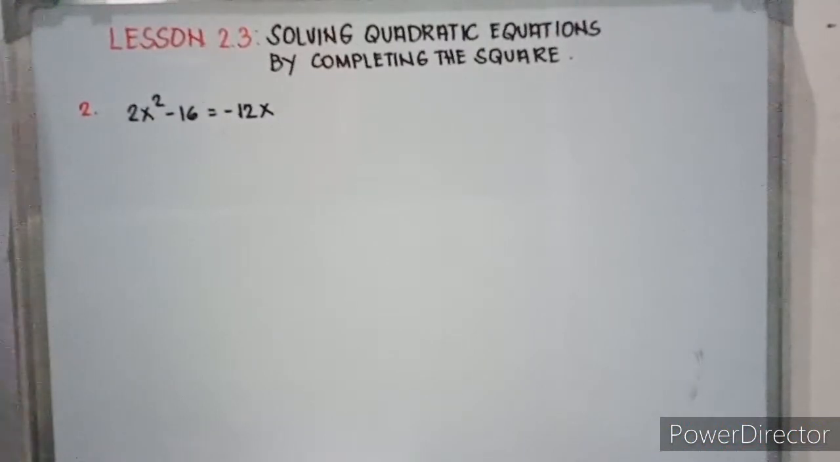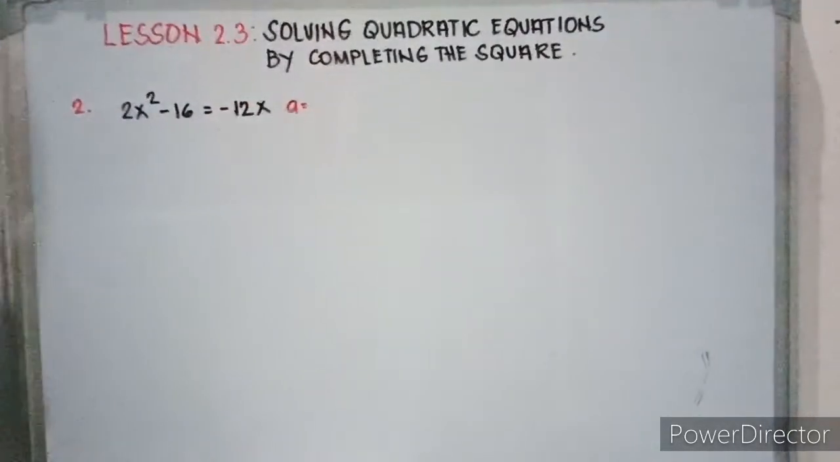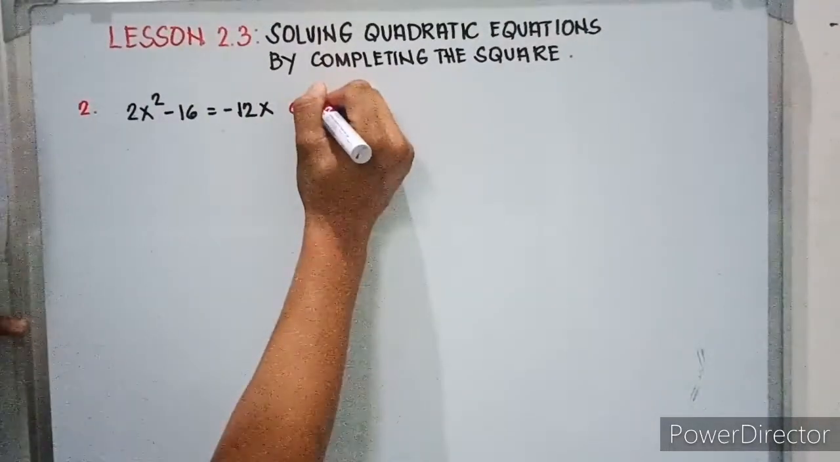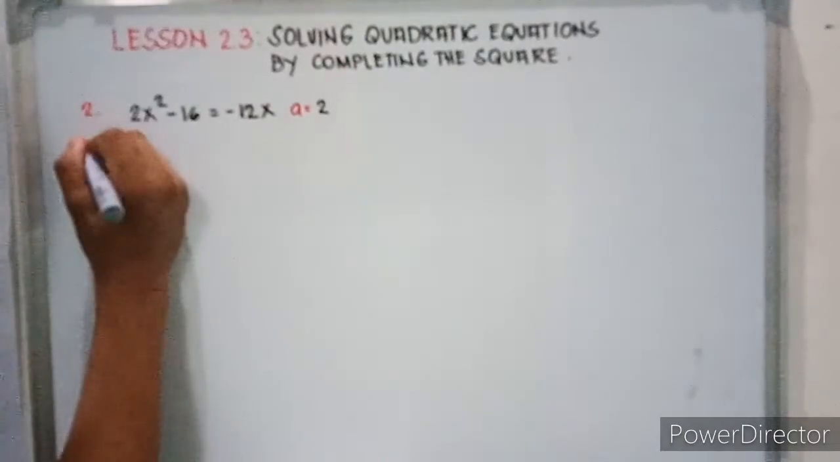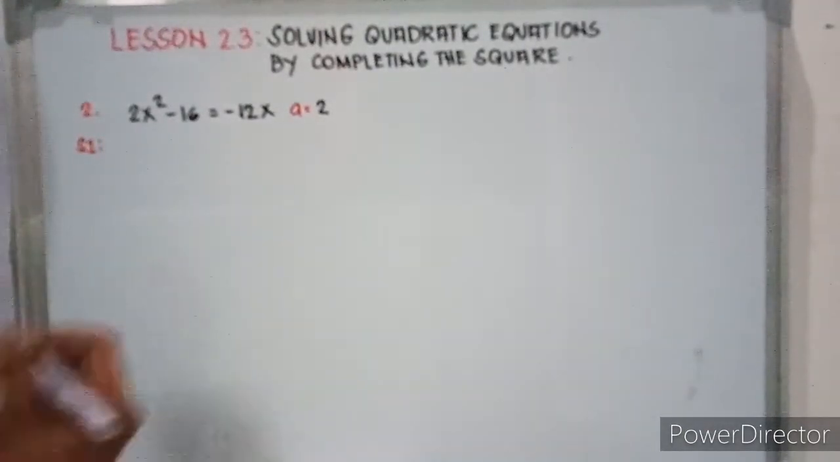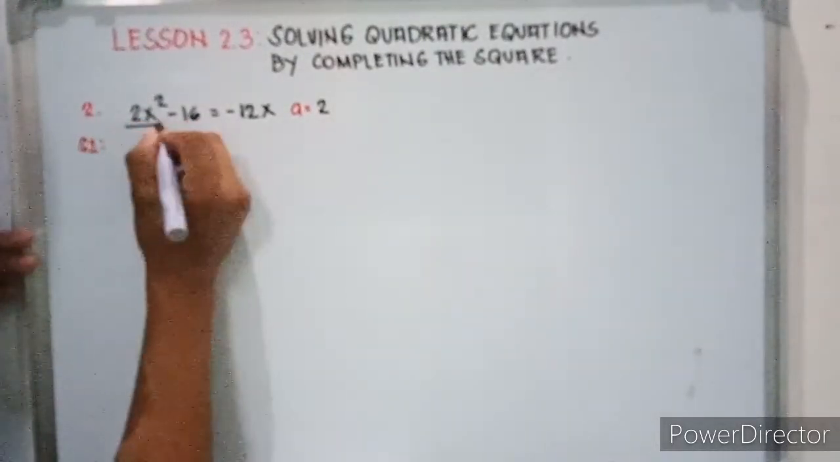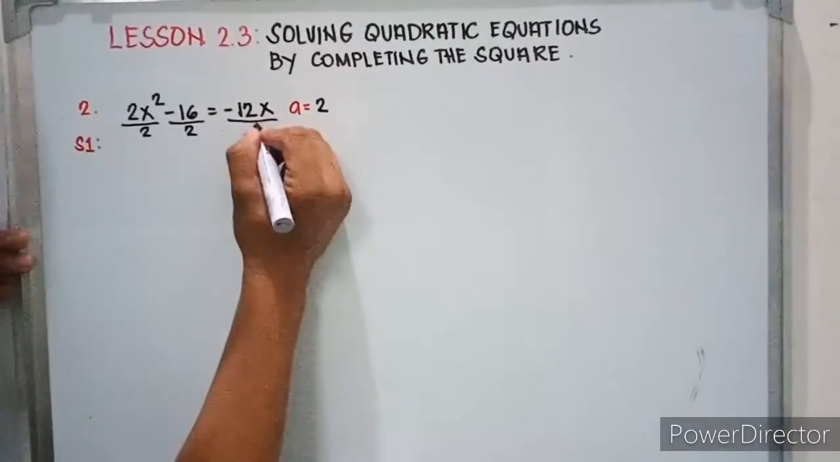Example number 2. 2x squared minus 16 equals negative 12x. We're going to solve this using completing the square. So first, we are going to identify the value of our a. So our a here is positive 2. Then for our step 1, we are going to divide all terms by a, so which is 2. So divide this by 2.